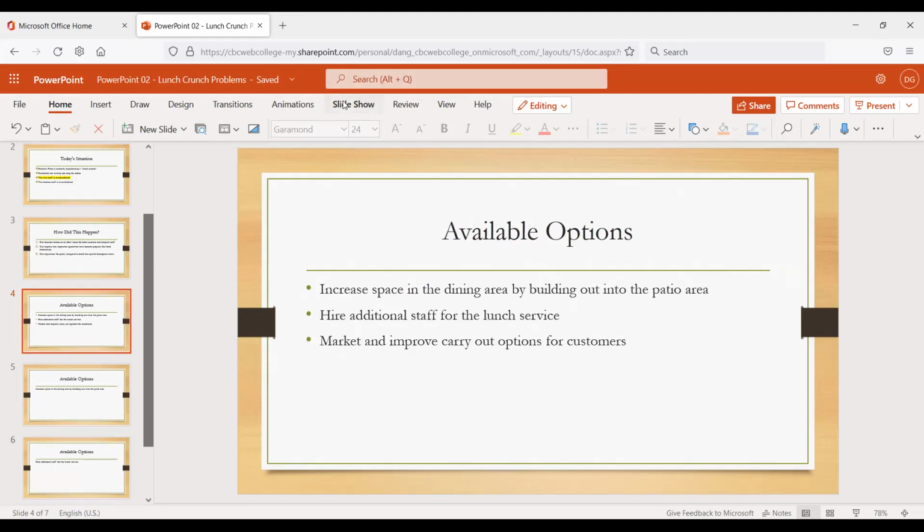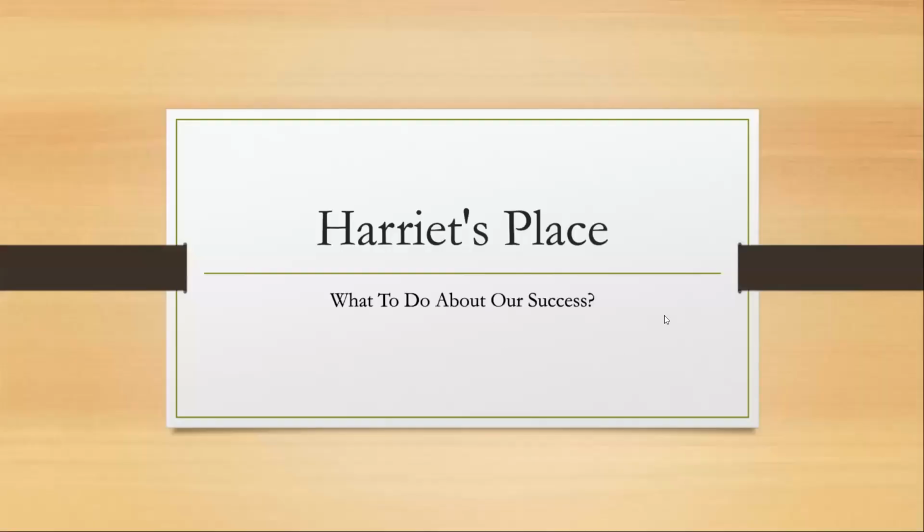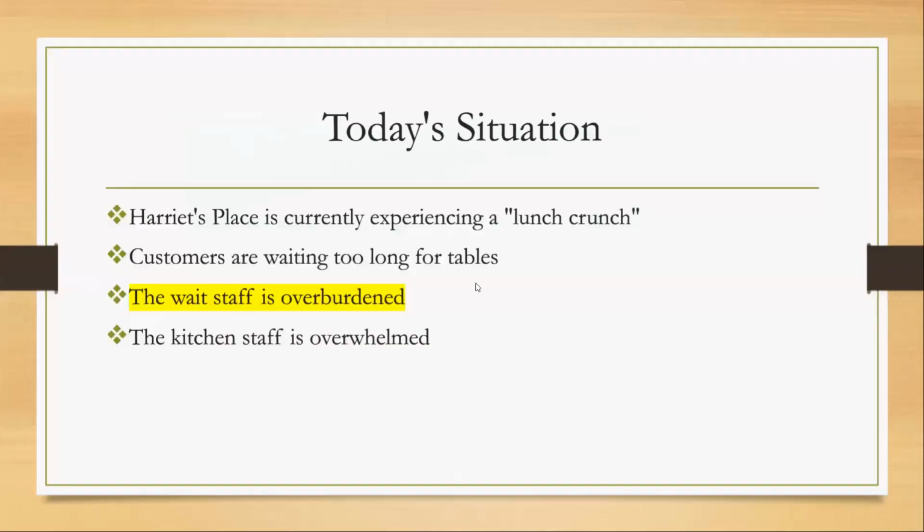So let's take a look at how this is going to work. So I'm going to run my show from the beginning. So I'm going to grab everybody at the meeting and say, all right, everybody, here's our problem. What do we do about our success? So you can explain each of these issues and you'll see the situation. The wait staff is overburdened, especially these days, you know, what they call it, the great resignation. You never know, everyone might just quit on you if they make it too hard. And besides, unhappy staff make for unhappy customers.